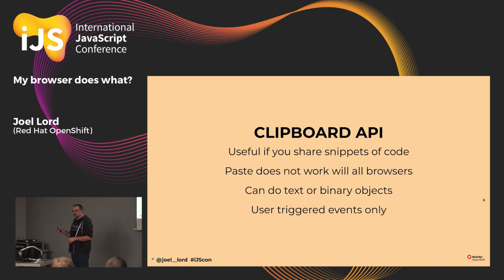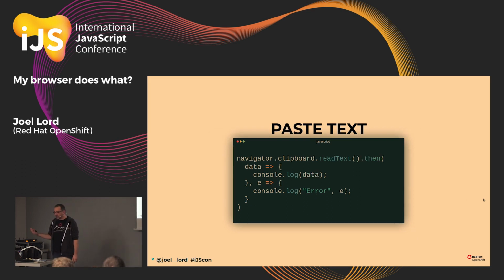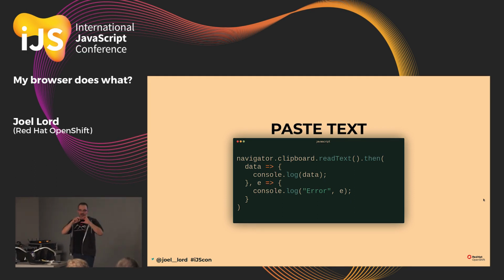They're playing with it. Some browsers will ask you for permissions before you can paste some stuff. But you can use them on some browsers. You can do text or binary objects, and they need to be triggered by a user-initiated event, though. So you can use navigator.clipboard.writeText to copy some text. It's a promise-based API, so you'll have a then, which will tell you if you have a success or an error, and you can catch it if there is an error. And then you can do navigator.clipboard.readText to actually paste something. So you'll be able to get something out of the clipboard, and you can do whatever you want with that. In the case of this demo, we're going to just put it in an input box.